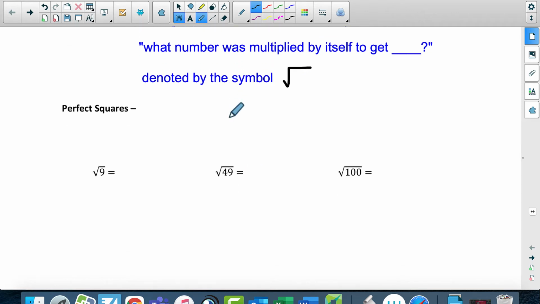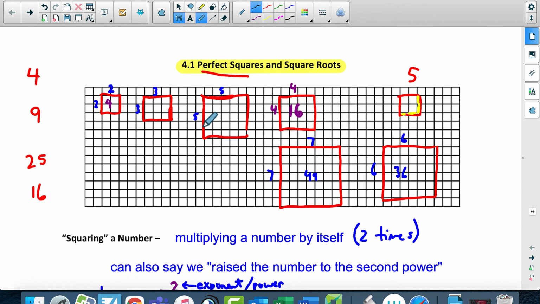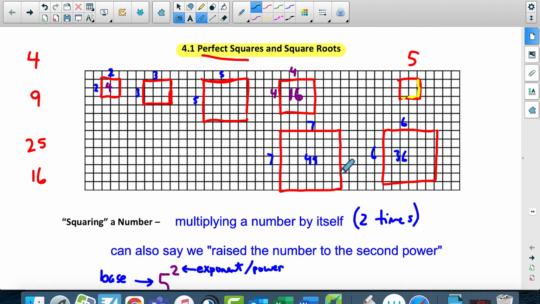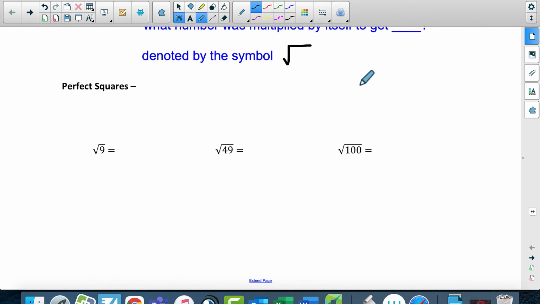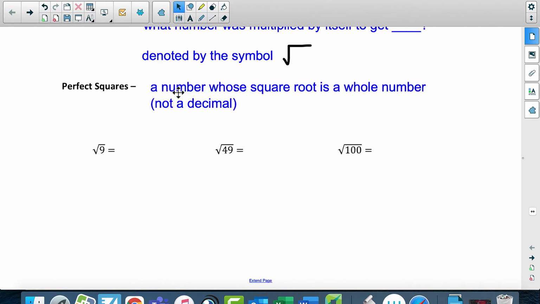Now, some numbers are perfect squares. We already talked about them. Perfect squares are numbers like 4 and 9 and 25 and 16 and 49 and 36, right? These are all perfect squares because you can form an actual square with them when you put it on the grid. 5 is not a perfect square. Remember, it was so ugly when we tried to make that one. So it's a number whose square root is a whole number, not a decimal. So here are some examples down here. We actually talked about some of them already.